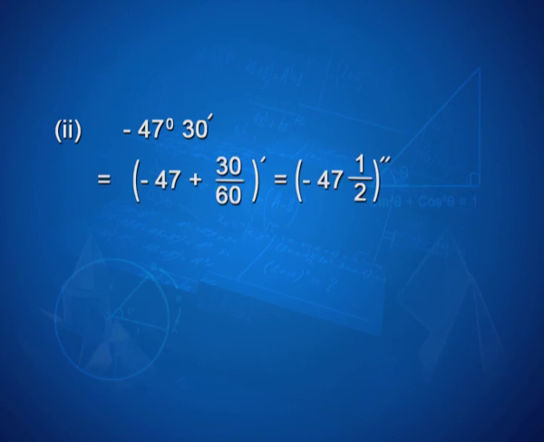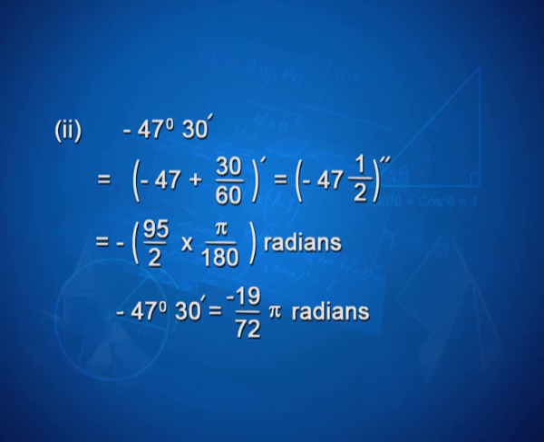One more example here, which is involving degrees and minutes. Minus 47 degrees 30 minutes can be written as minus 47 plus 30 upon 60 degrees, that is minus 47 and a half degrees, which can be easily calculated and converted into radians as minus 19 upon 72 into pi radians.